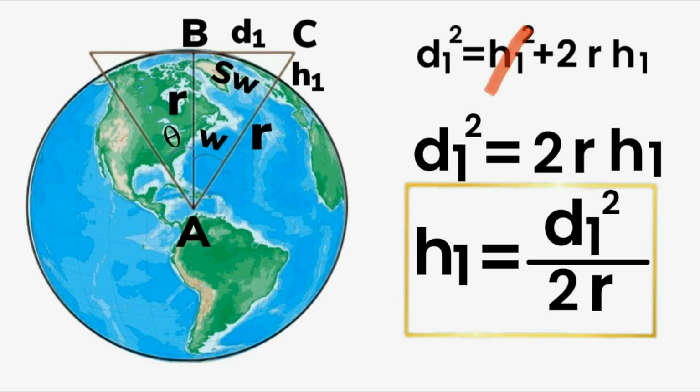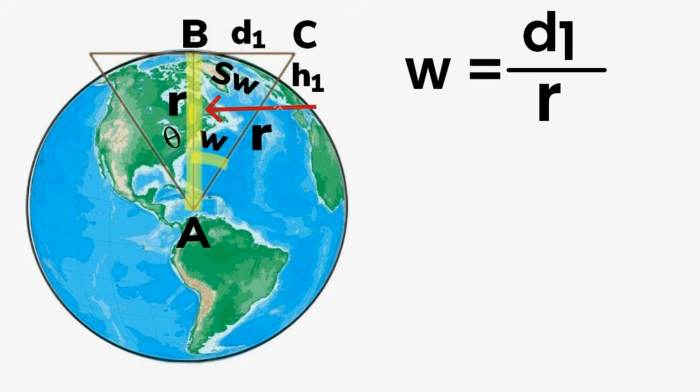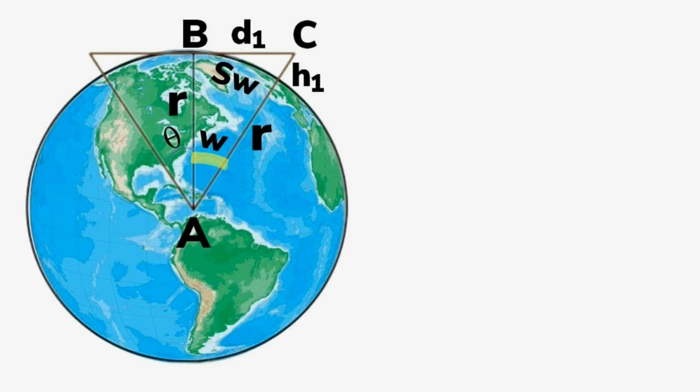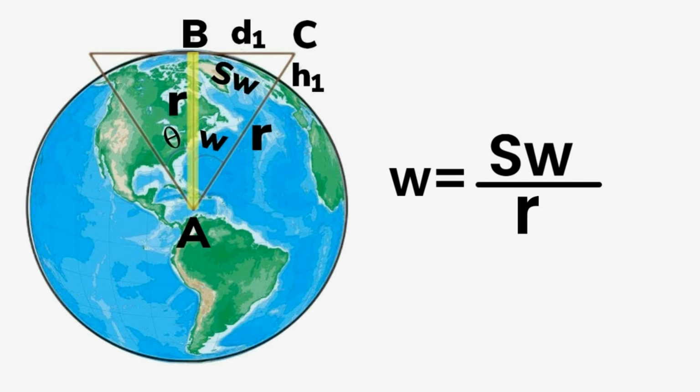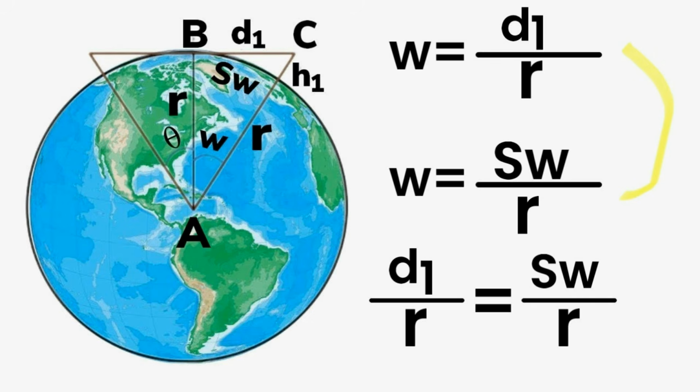Remember this for later. Next, we will create a relationship between d1 and SW. Remember, W stands for the angle. The tangent of any angle is the ratio of the length of the opposite side divided by the adjacent side. For small angles, in this case, W is equal to d1 over the radius. Since angle, by definition, is arc over radius, we also have W equals SW over radius. Comparing the two, we have d1 over radius equals SW over radius.